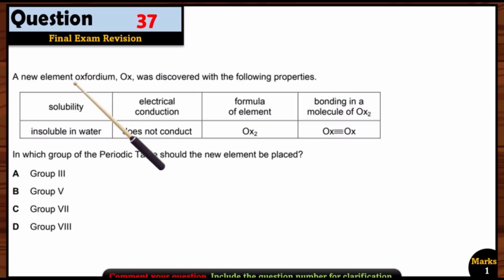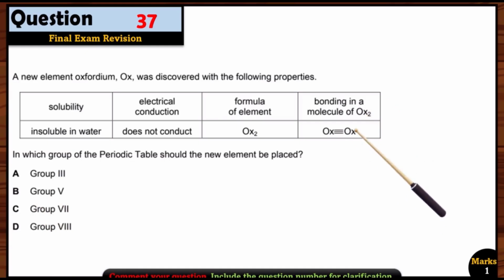Let's see question 37. A new element, oxfortium OX, was discovered with the following properties. Okay, these are all the properties. In which group of the periodic table should the new element be placed? First of all, we have to see the most common thing, that is electrical conduction. It does not conduct electricity, right? So it should not belong to group 3. Now it only belongs to B, C or D.